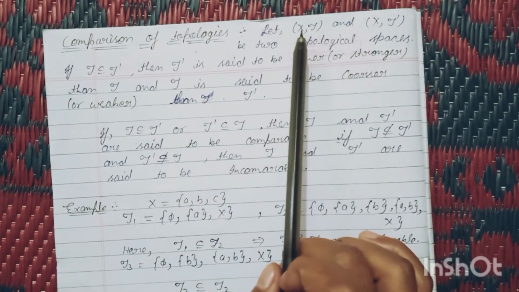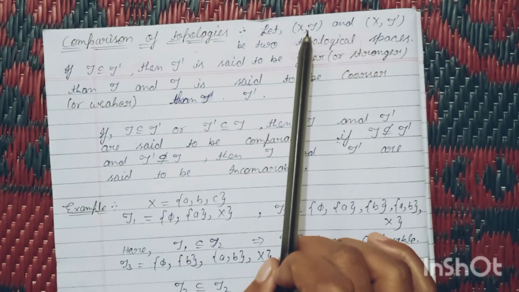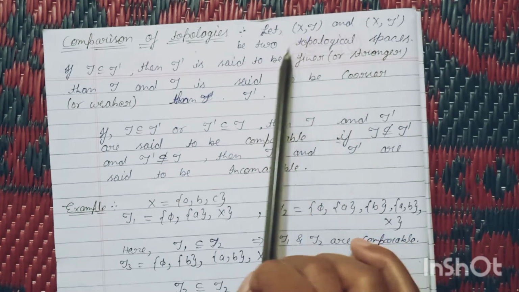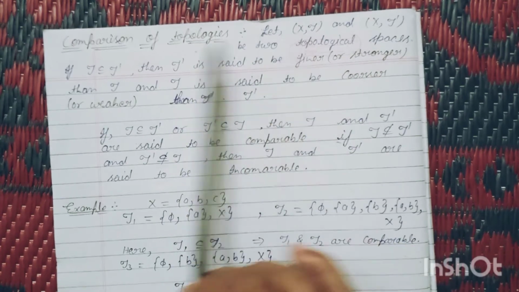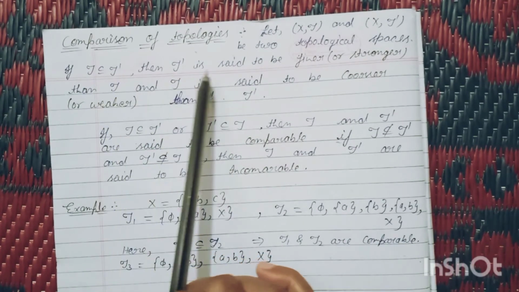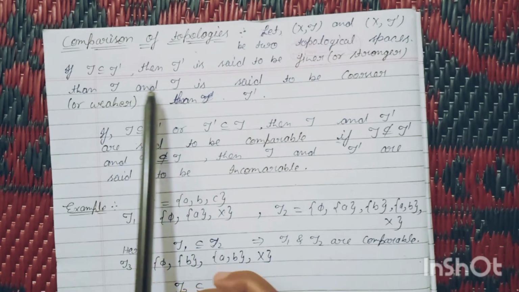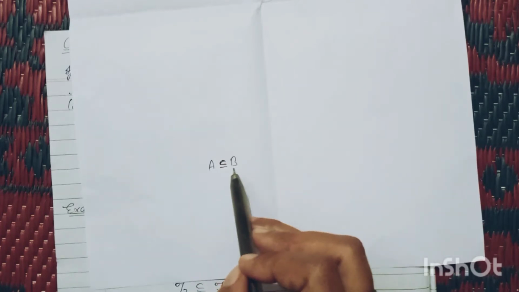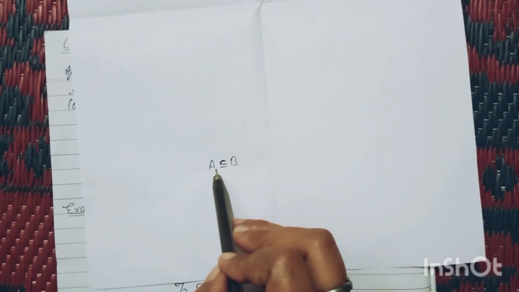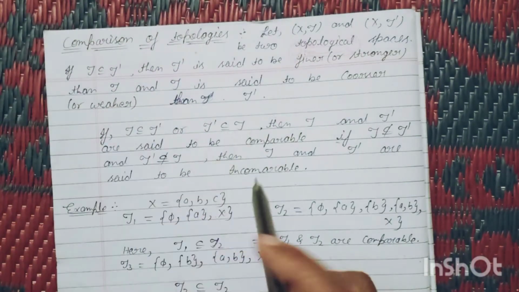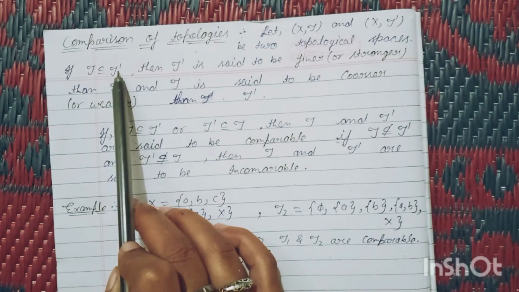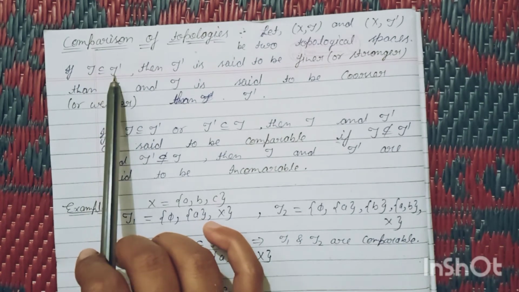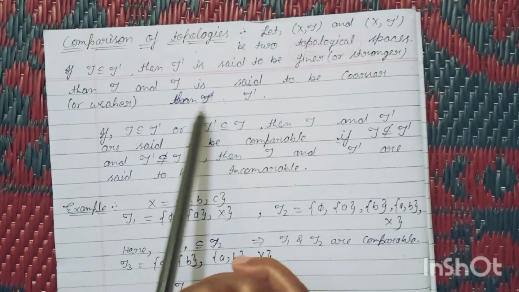Suppose (X, T) is a topological space and (X, T') is another topological space, that is, T and T' are two topologies on X. If T is contained in T', then T' is said to be finer or stronger than T, and T is said to be coarser or weaker than T'. A is a subset of B and B is a superset of A. So in comparison of topologies, if T is contained in T', then T' is said to be the finer topology, and T is said to be coarser or weaker than T'.